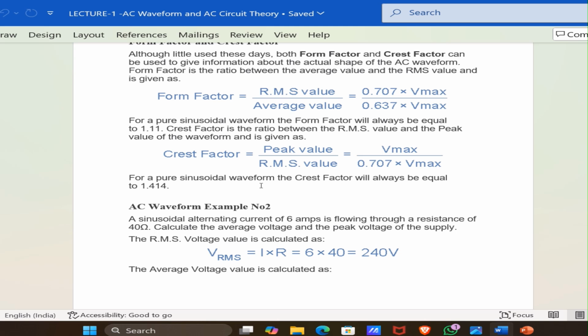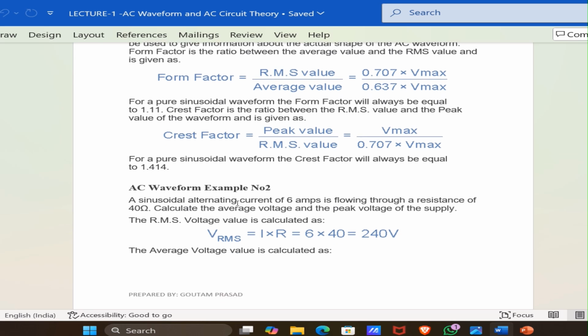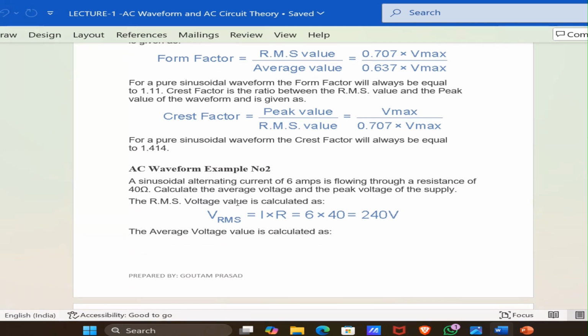Now we have the crest value, that is the ratio of peak value and RMS value. So if you take the average, this is just Vmax divided by 0.707. Vmax is cancelled out, so it is 1 by 0.707, which happens to be 1.414. So this is again a constant value that is called crest factor.